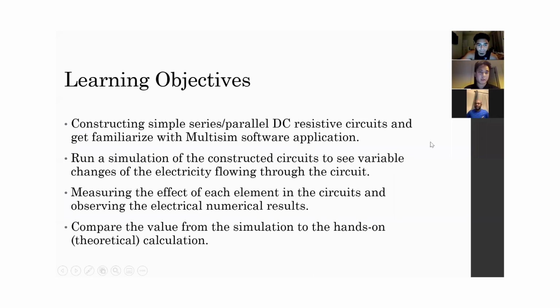The learning objectives for this lab are being able to construct a series-parallel DC resistive circuit and getting familiarized with the Multisim software application. We need to get familiarized with running the constructed simulation to see the variable changes of the electricity flowing through the circuit, measuring the effect of each element in the circuit, and observing the electrical numerical results. Then we compare the values from the simulation to the hands-on theoretical calculations, such as KCL, KVL, and Ohm's law.